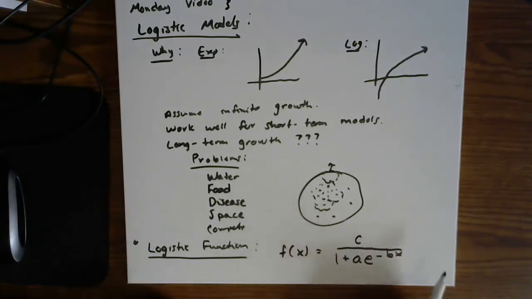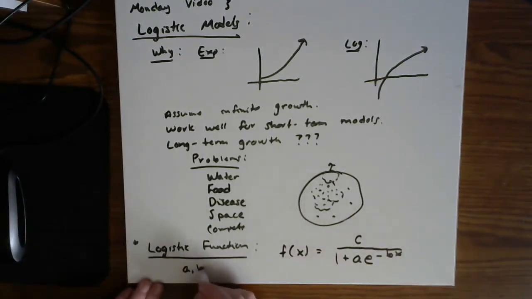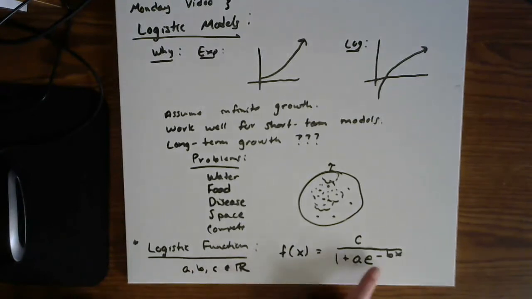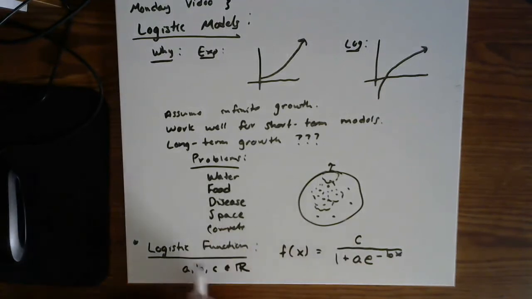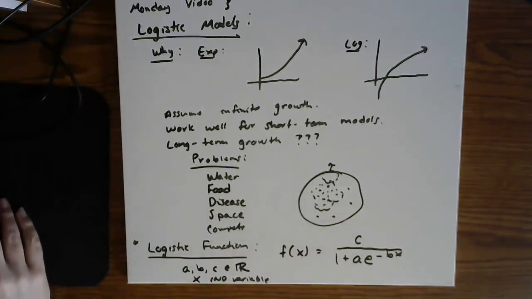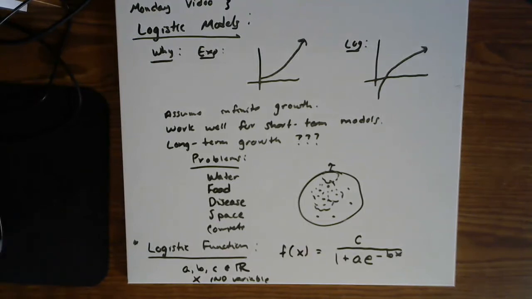A few other things we should mention is that a, b, and c are just numbers. Just a quick review: this notation means that a, b, and c belong to the set of real numbers. Those are just values that would be given in the problem. x is the independent variable. And e is just the irrational number e that you're used to dealing with, that we see in our exponential models from before.